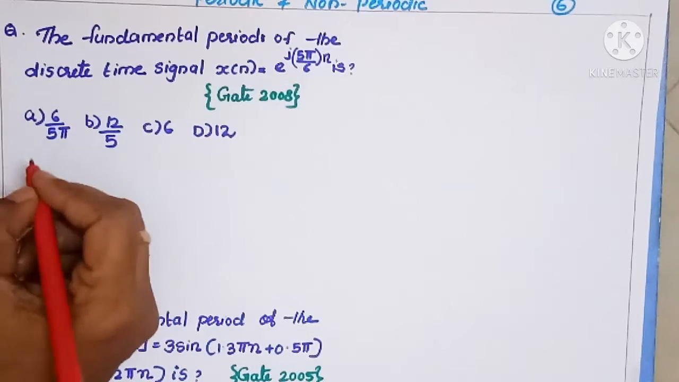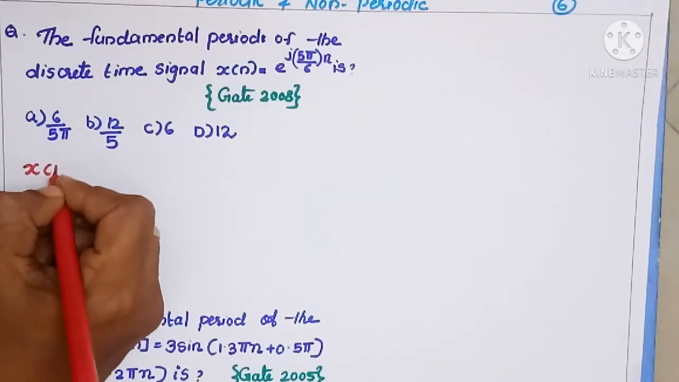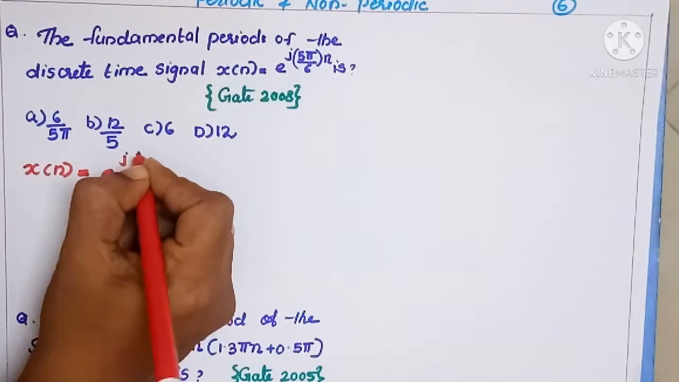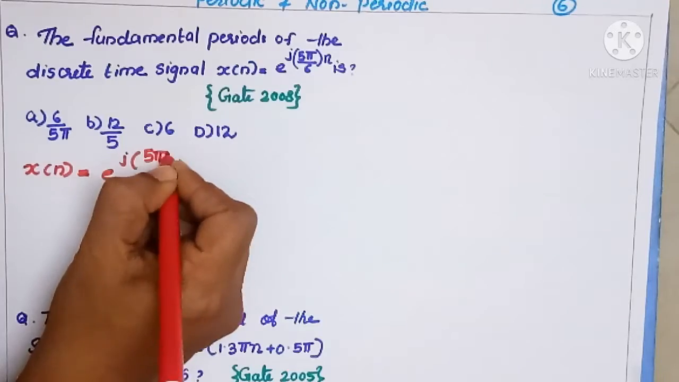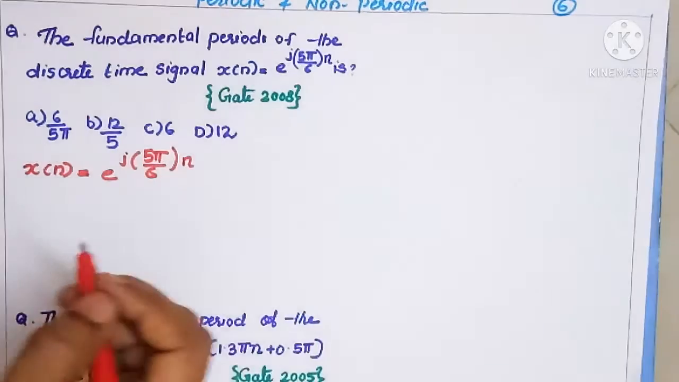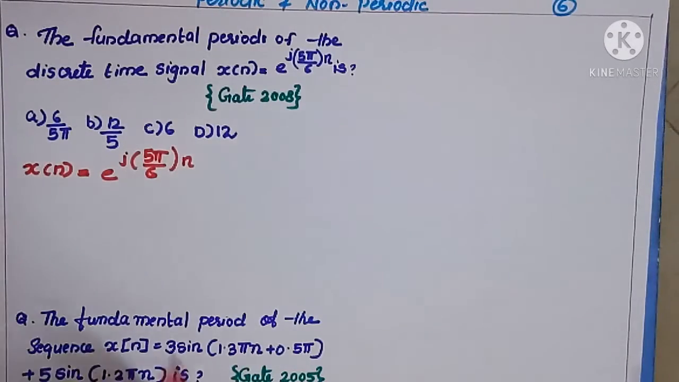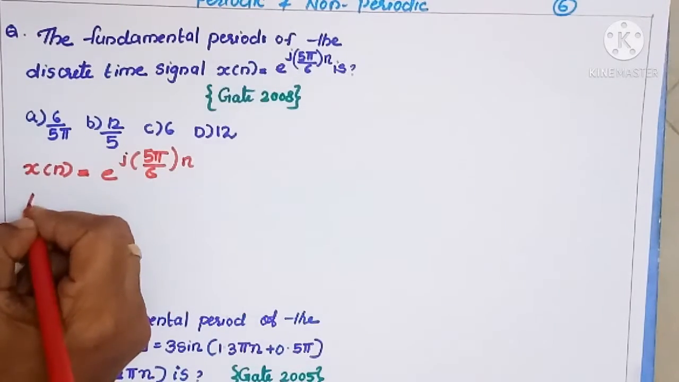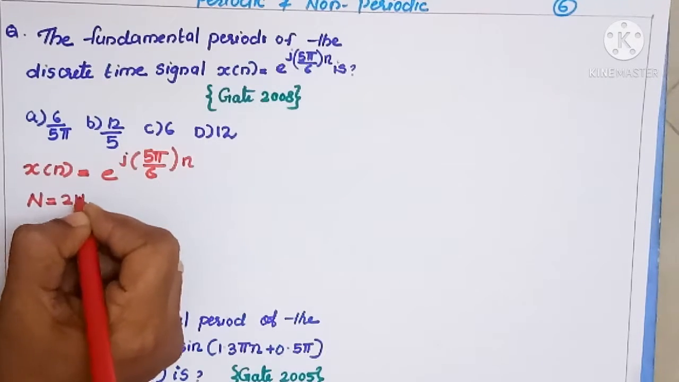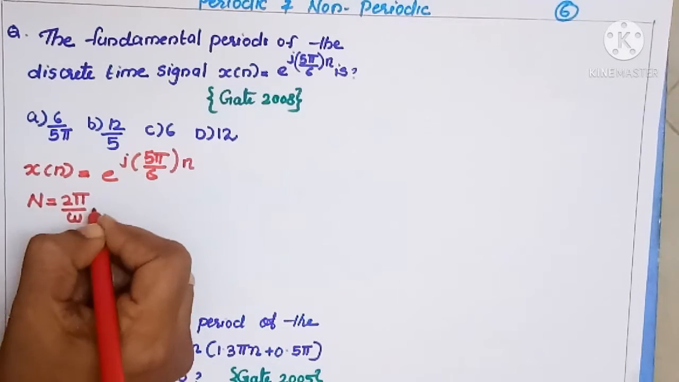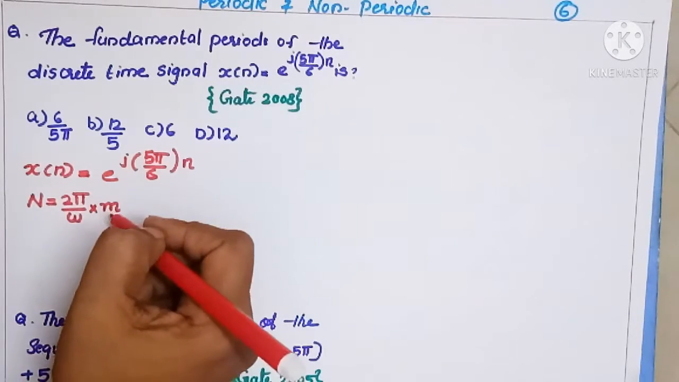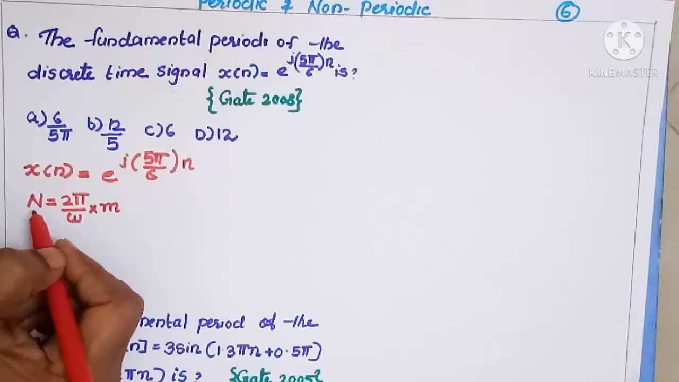So here we can write x of n equal to e raised to j into 5 pi by 6 into n. Then what is the formula for the fundamental period of a discrete time signal? Capital N equals 2 pi by omega into m, where m is the smallest integer. It is used to make N an integer.